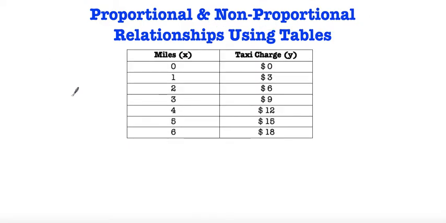So here we have another relationship, and this relationship is between the number of miles and the taxi charge. The more miles the taxi drives, the higher the cost is going to be. We notice that our x values here increase by 1, and our y values here increase by 3.